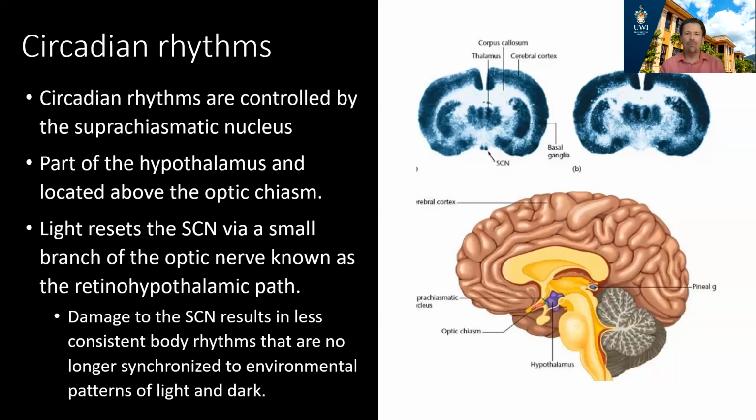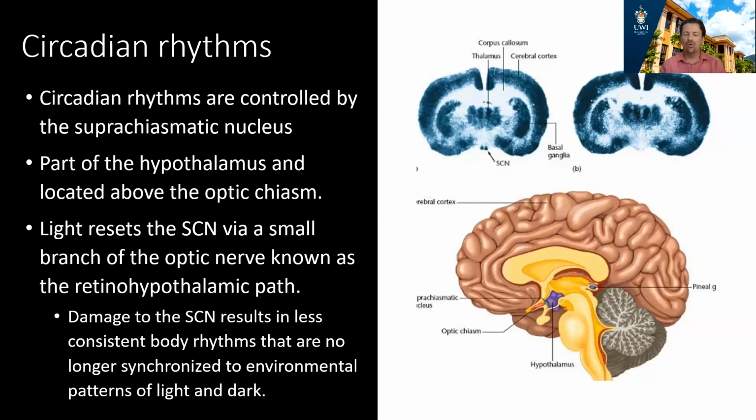And there's a small branch, a small nerve that runs from the optic nerve to the suprachiasmatic nucleus, known as the retinohypothalamic nerve or path. And therefore, you can see there's a link between light coming through the optic nerves and the suprachiasmatic nucleus, which seems to be important in resetting the sleep-wake cycle and circadian rhythms.